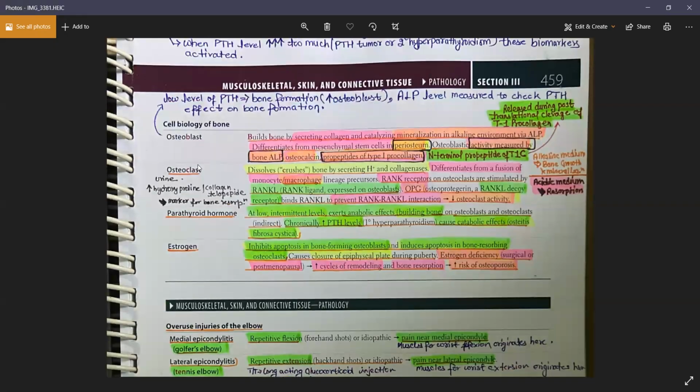Okay, now comes cell biology of the bone. First are the osteoblast cells that will form your bone. Okay, and they require an alkaline medium in order to form the bone, and it is done by the alkaline phosphatase. Okay, and they basically differentiate from the mesenchymal stem cells in the periosteum. We have discussed that. Okay, so whenever you have a high activity of osteoblasts, I can measure the alkaline phosphatase levels, right? Whenever I have a high level of alkaline phosphatase, that means high activity of the osteoblast cells, right?